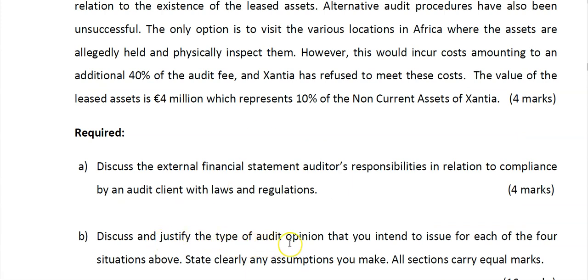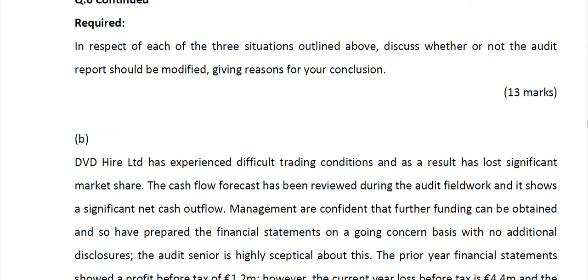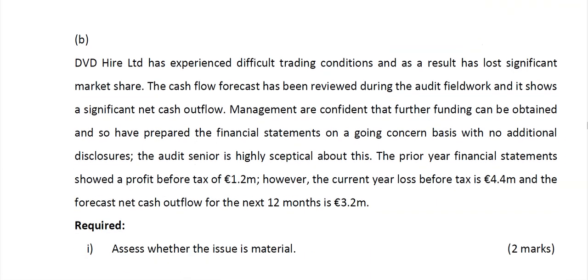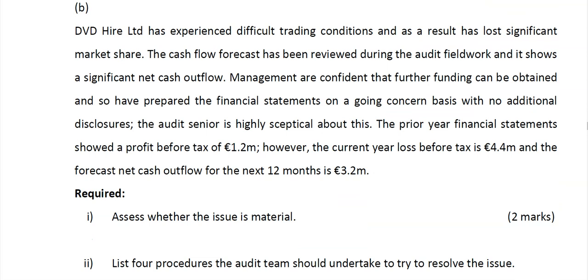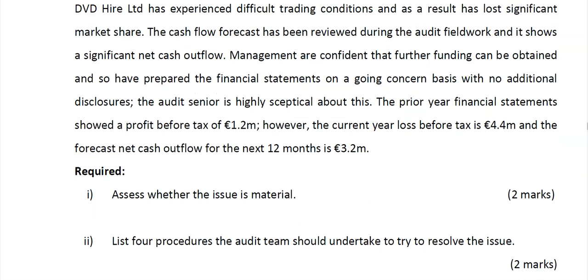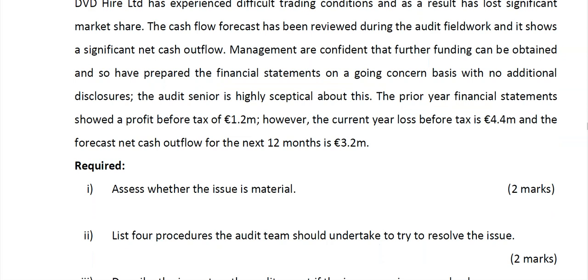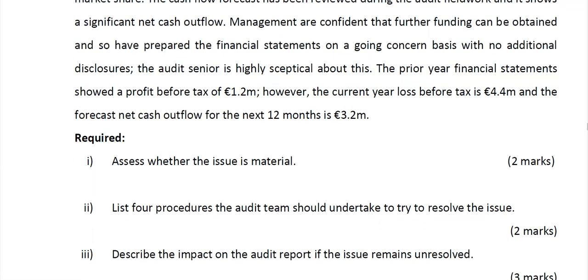Discuss and justify the type of audit opinion you intend to issue for each of the 4. State clearly any assumptions. Same type question. Here, in respect of the 3 situations outlined above, discuss whether the report should be modified or not. And so you have to then come to a conclusion on that. It could also ask you in terms of going concern. Describe the impact on the audit report if the issue remains unresolved.